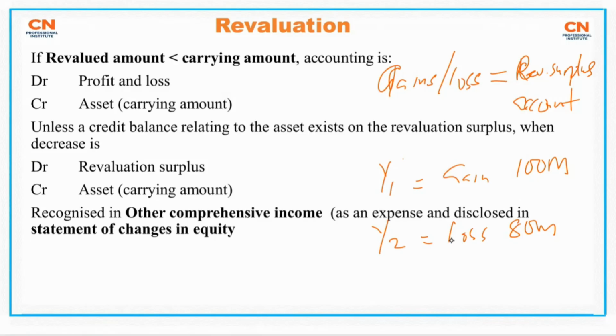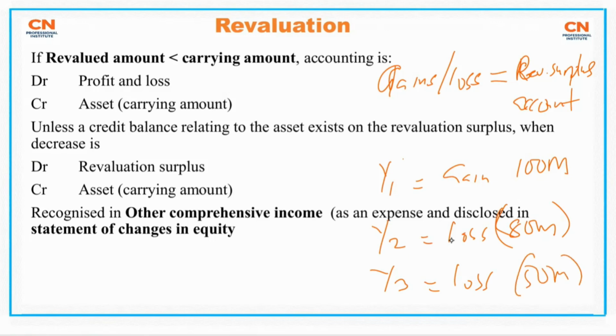Now you have a loss of 80 million. That loss will be deducted. So you have to reduce the balance with the loss. Now you'll be left with what? 20 million. Then let's say year three, you have a further loss. You've made a revaluation loss again of 50 million.